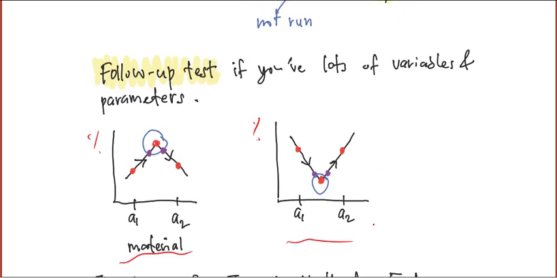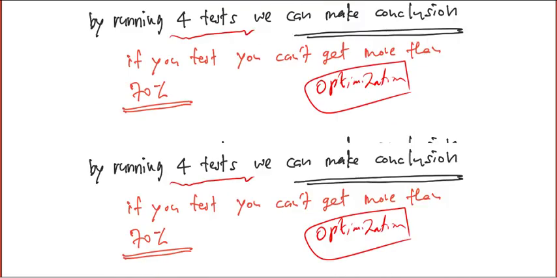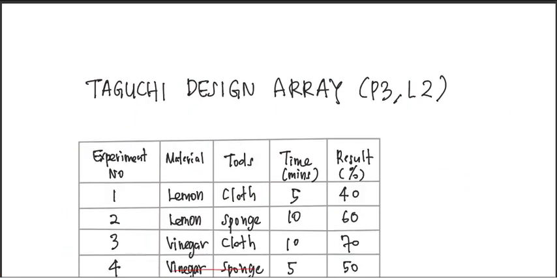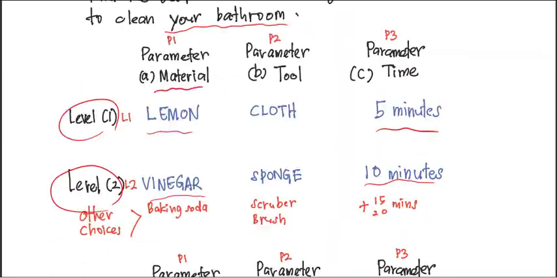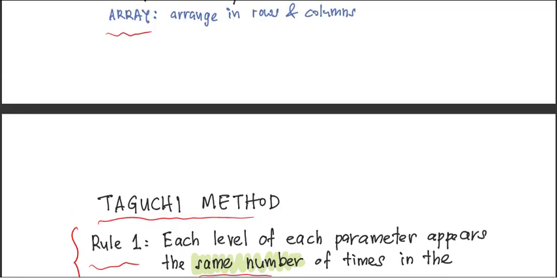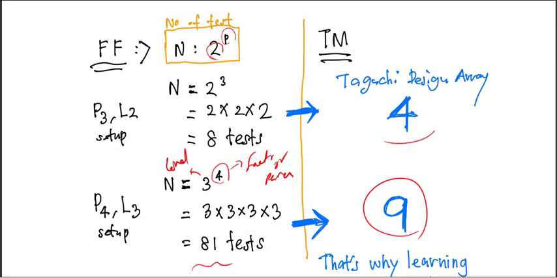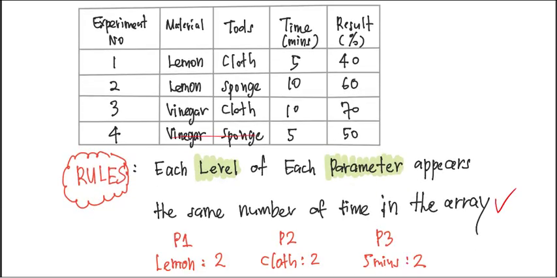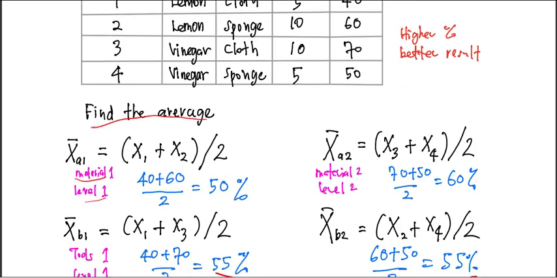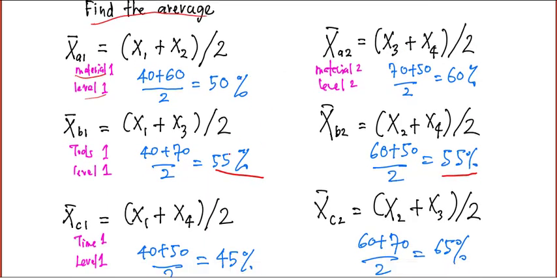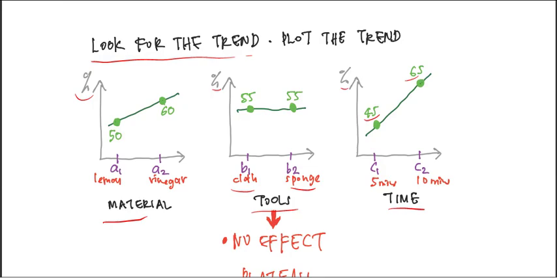So by this we reach the end of this basic of the Taguchi method. You have seen an example of a very simple method. We need to just follow two rules, and as you can see, we can do the calculation easily. We just need to find the average values for our response, then draw a graph, and based on the graph we can decide.